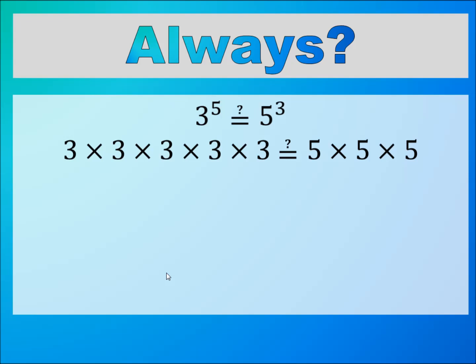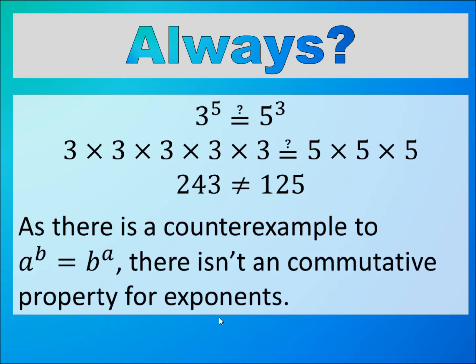And 3 times 3 times 3 times 3 times 3 is equal to 243. And 5 times 5 times 5 is equal to 125. And 243 is not equal to 125. So, a to the b does not always equal b to the a. As there is a counterexample to a to the b is equal to b to the a, there is not a commutative property for exponents. It does not always work.